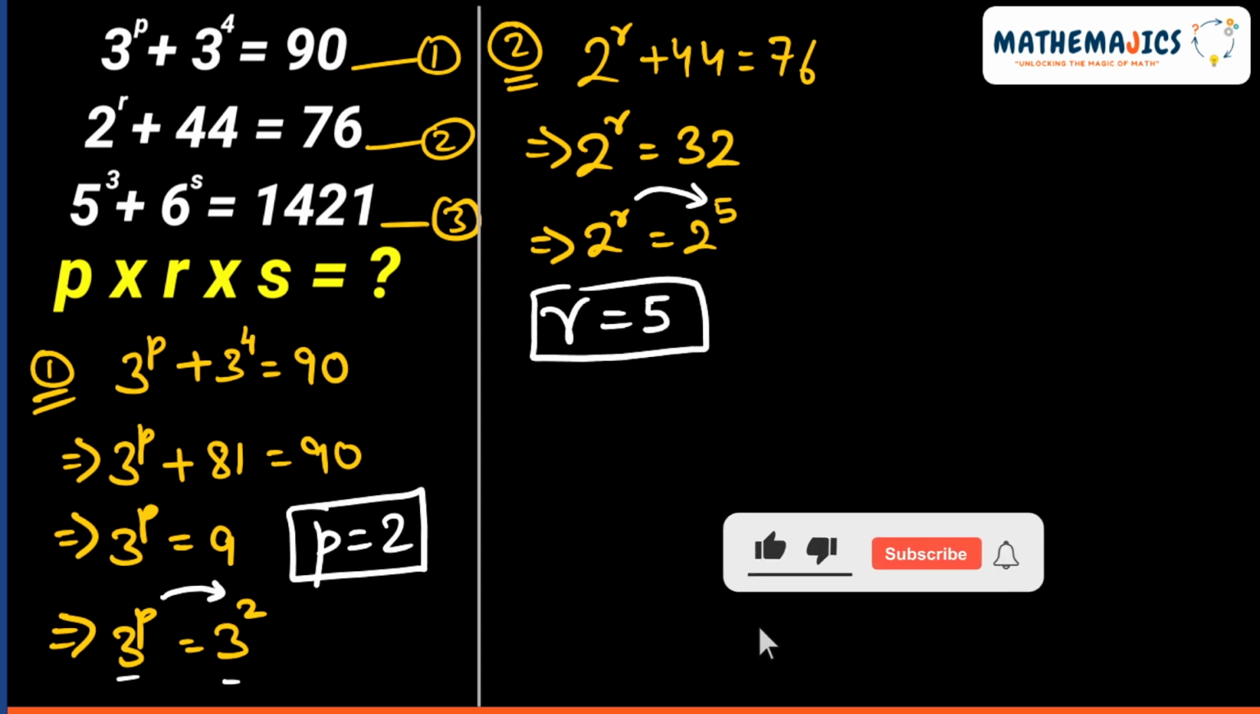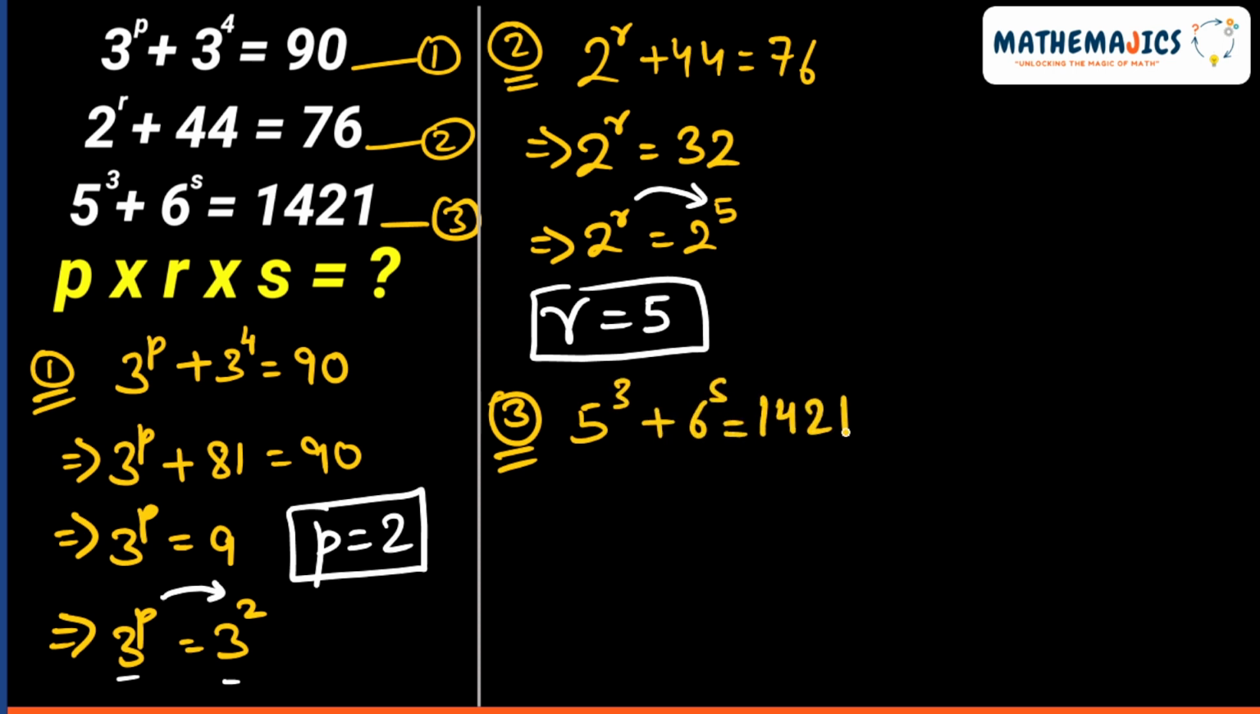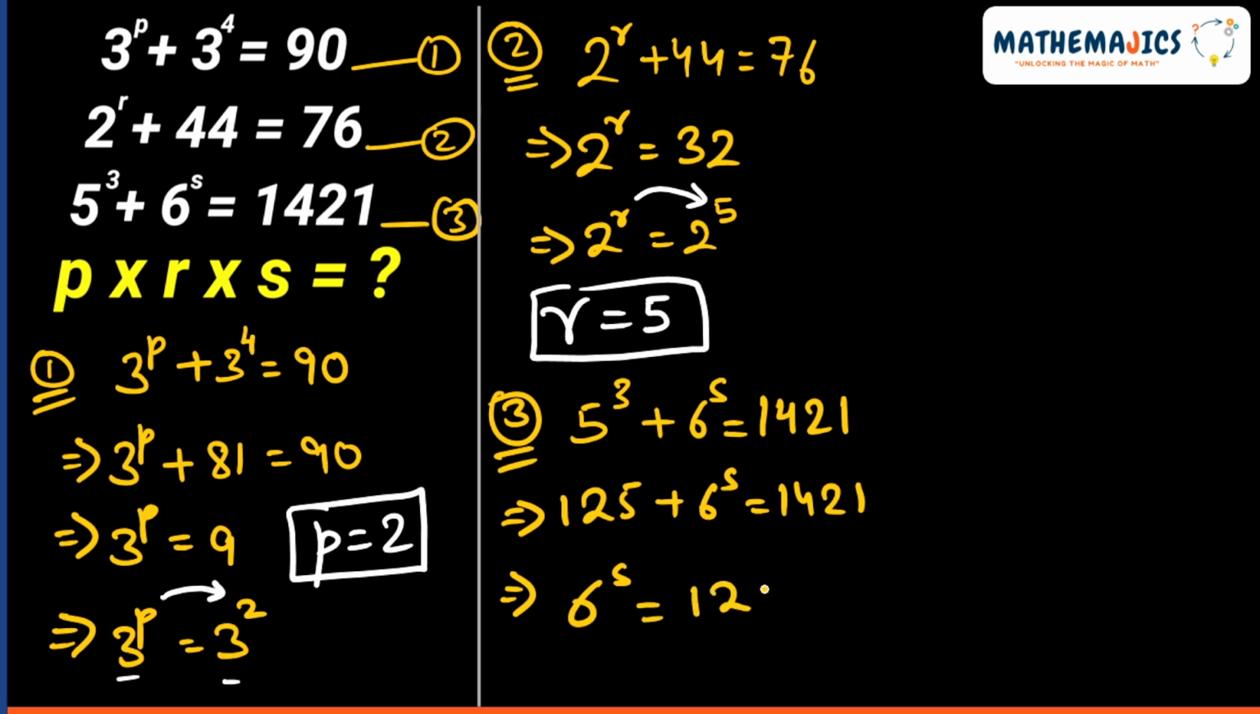Correct? Similarly, let's solve the third equation. The third equation is 5 cube plus 6 raised to power S is equal to 1421. This gives us 125 plus 6 raised to power S is equal to 1421. This gives us 6 raised to power S is equal to 1296. We have sent 125 to the right side, so it will be subtracted from 1421.